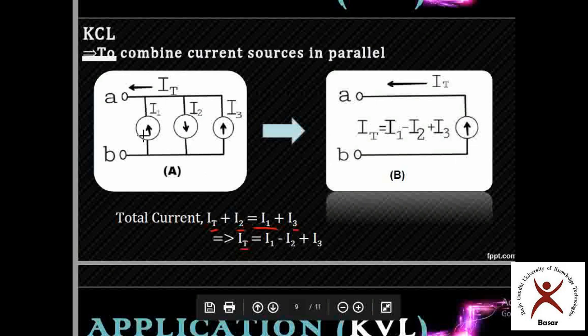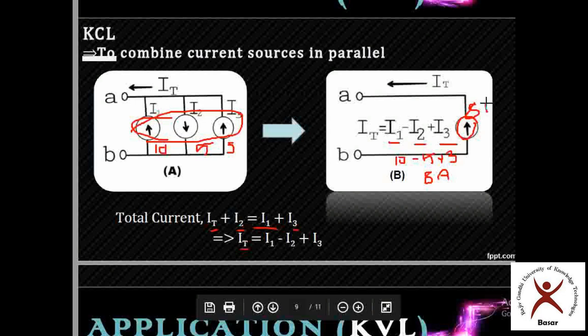So I can replace all these branches of current using a single current source, that is IT, whose value equals I1 minus I2 plus I3. If I have 10 amps of I1, 5 amps of I2, and 3 amps of I3, my total current will become 10 minus 5 plus 3. That will become 8 amps. So my total current is 8 amps, and I can replace all these three current sources with one current source of value 8 amps.